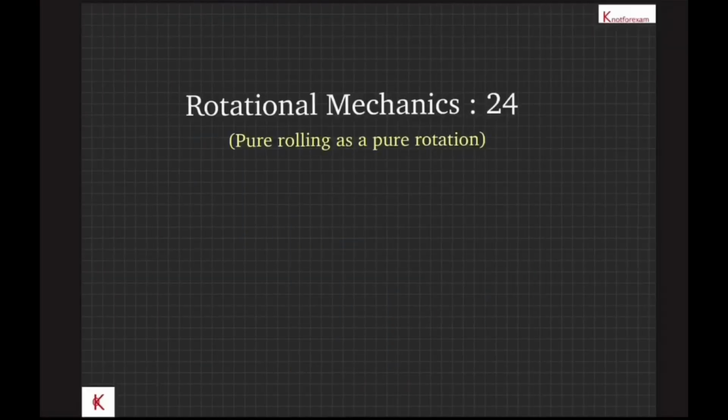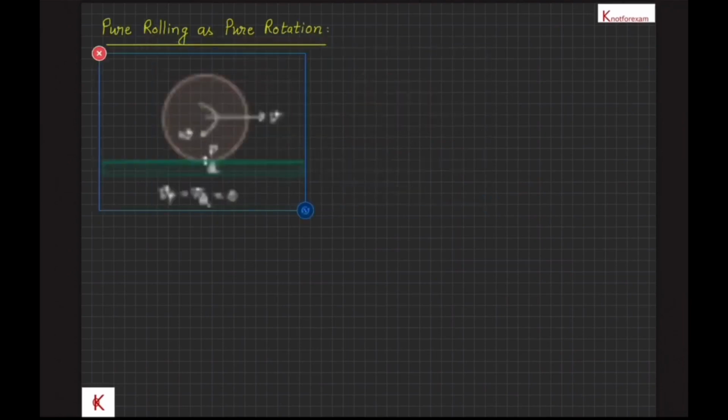We are going to discuss how pure rolling is equivalent to a pure rotation. Let's take a look at the following example of pure rolling of a rigid body having linear velocity v and angular velocity omega. For pure rolling, relative velocity of contact points is 0, therefore Vp will be equal to 0 as shown in the figure, and it is 0 if the surface is stationary.